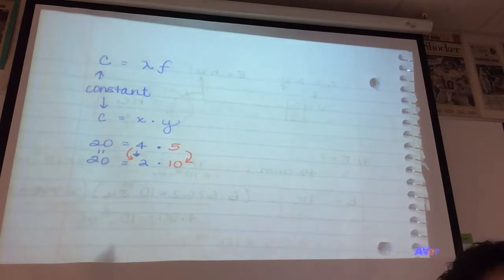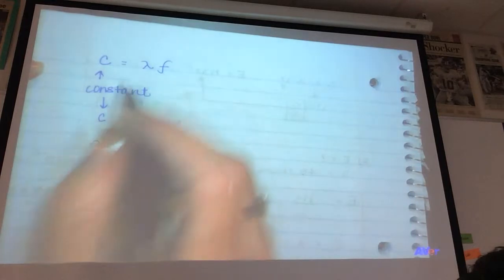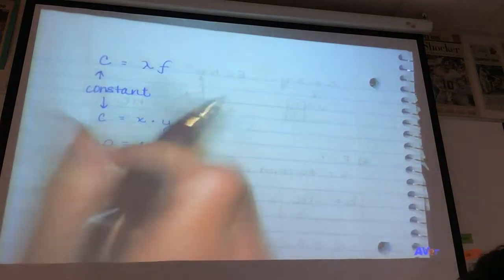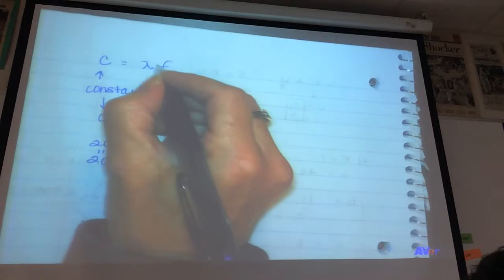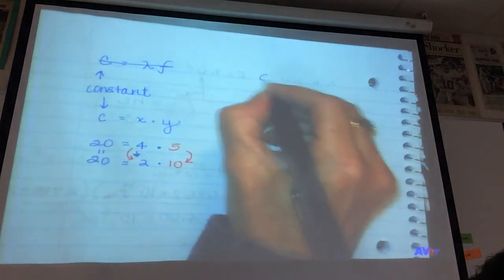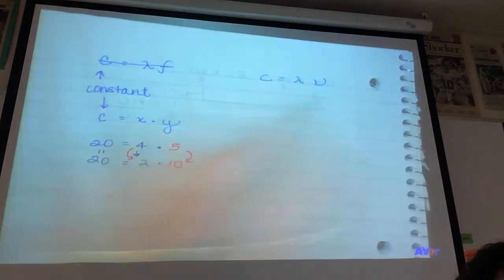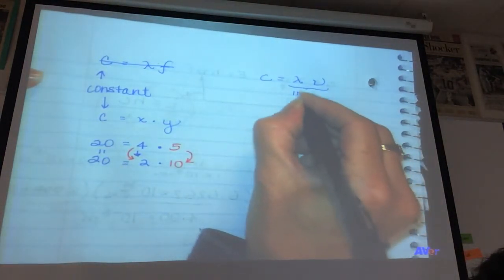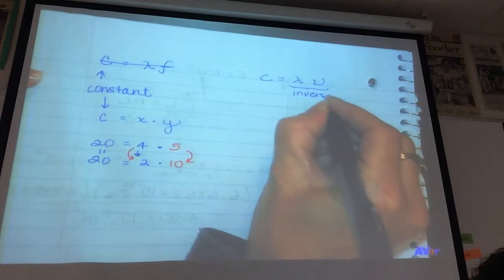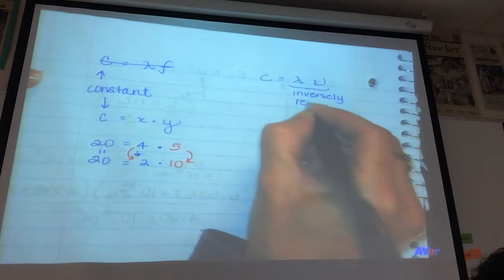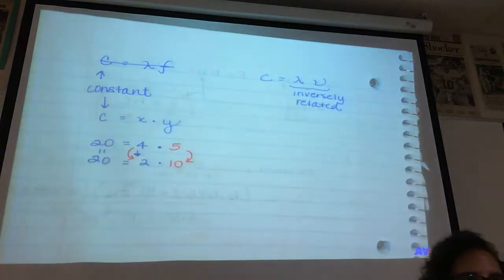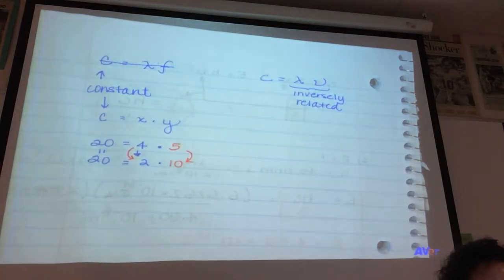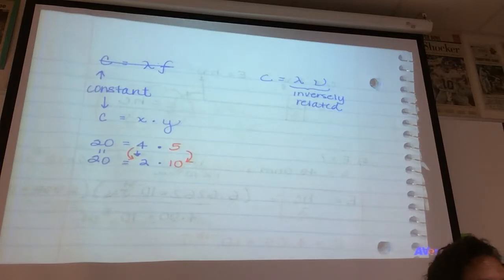When you multiply two variables together, and I'm sorry, I wrote F here, and typically you make a V. This should be a V. I'm going to rewrite this right here. When you multiply two variables together, they are inversely related. Inversely related. As one goes up, the other goes down.